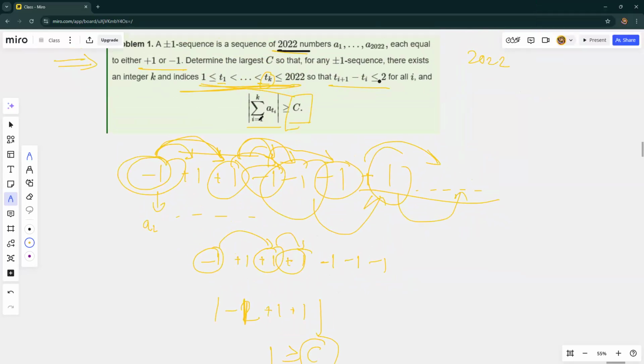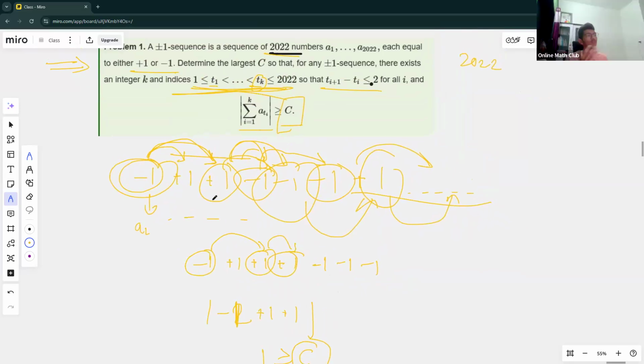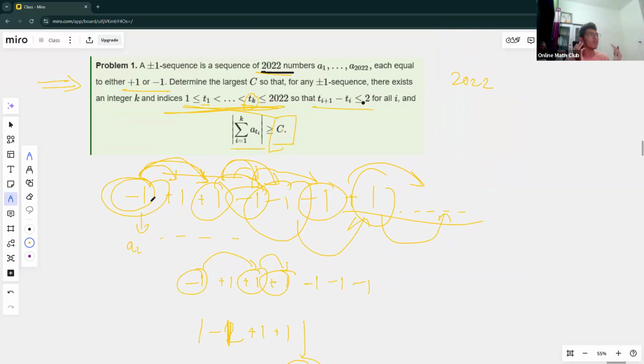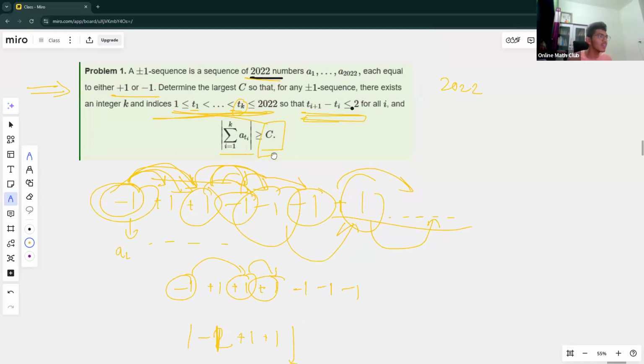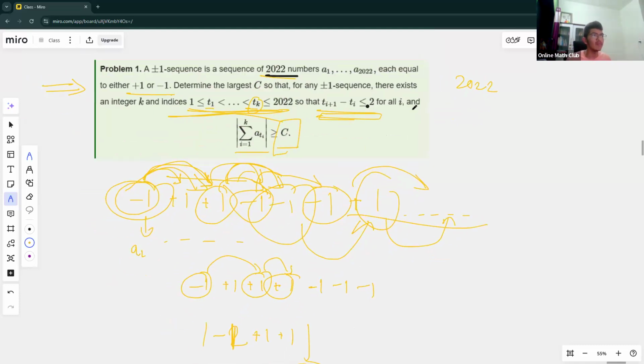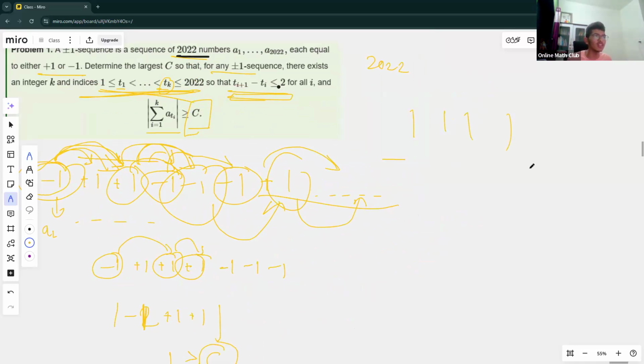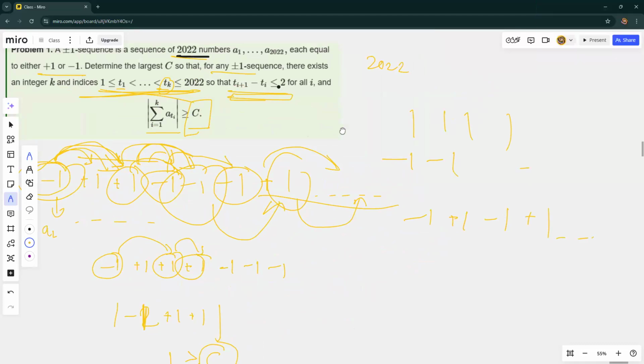So basically, we have a sequence of 1 and minus 1 of 2022 numbers. Then we select the numbers, not everything, but some indices with difference of at most two. So we can select this or one not too far away, just one or two steps away. And then we add all of them. And we have to find a lower bound for all the sums. This sequence can be anything: all plus ones, all minus ones, or minus plus minus plus, and so on.